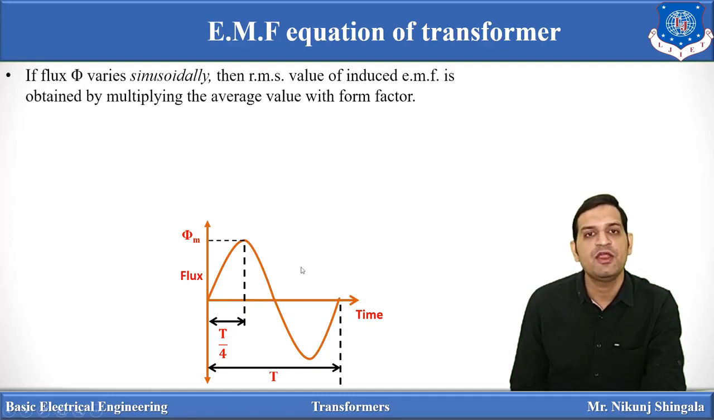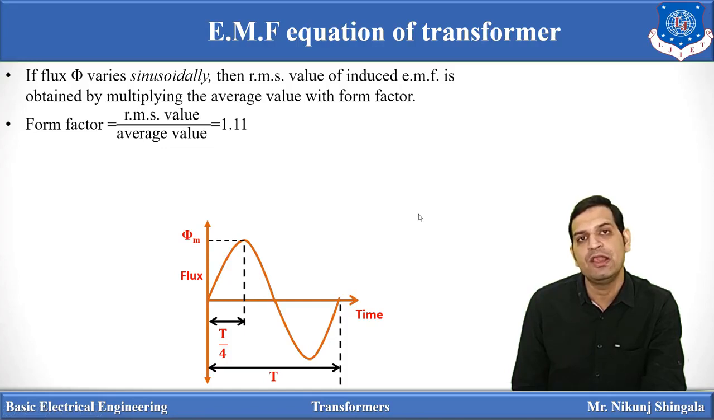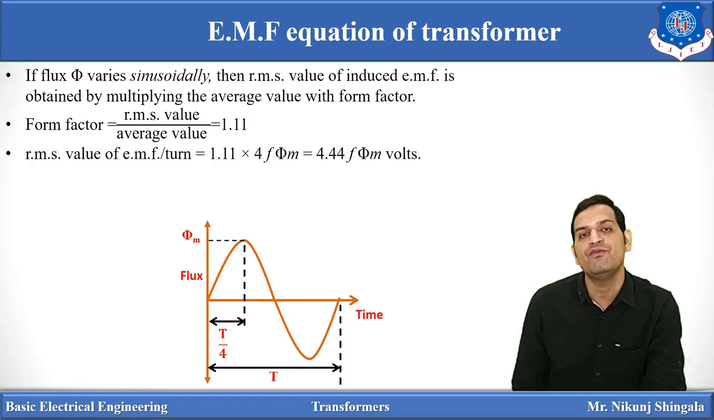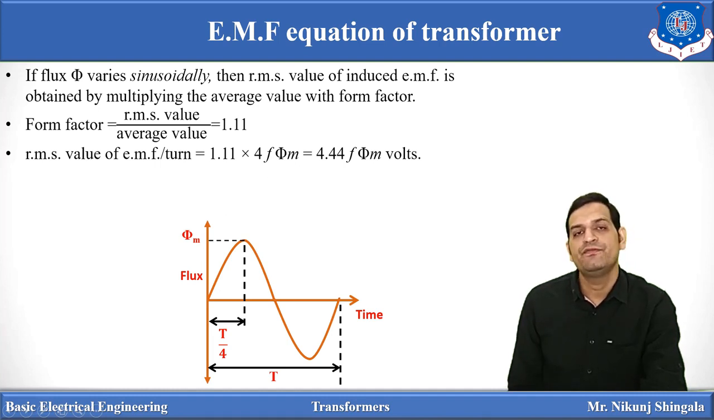Now phi m varies sinusoidally. So the RMS value of the induced EMF is obtained by multiplying the average value with the form factor. We know for sinusoidal waveform, form factor is given by RMS value divided by average value, and that is nothing but 1.11. So RMS value is equal to 1.11 into average value, and average value for 1/4 cycle of this flux is 4f phi m. So RMS value of EMF per turn is equal to 1.11 into 4f phi m, which is equal to 4.44 f phi m. So this is the RMS value per turn of the coil.